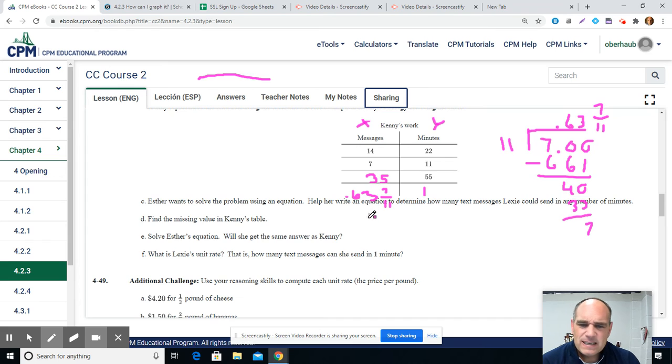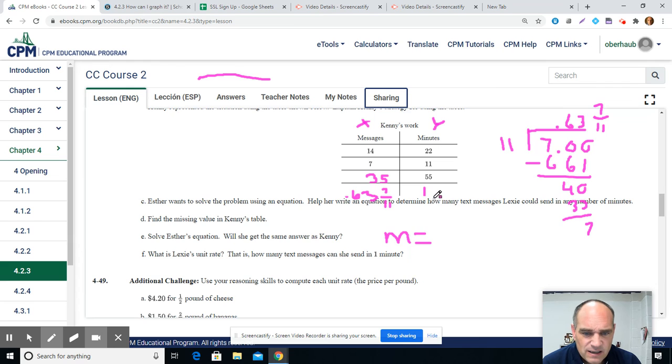All right, so we've got to write an equation for this. Let's see. I have this. So my number of messages is going to be this. If I want to do 2 minutes, then I could multiply this by 2. If I want to do 3 minutes, I could multiply this by 3. If I want to do 11 minutes, then I could multiply this by 11.